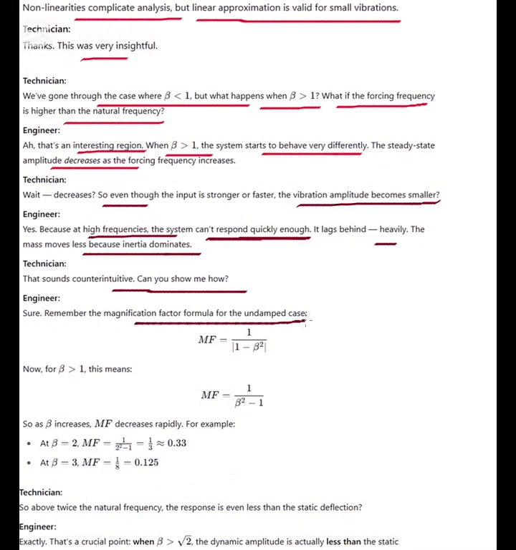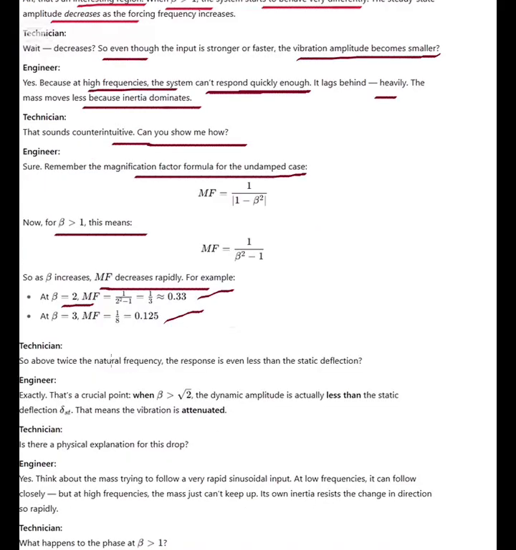Remember the magnification factor? Yes, if beta is greater than 1, it means 1 over beta squared minus 1. So as beta increases, magnification decreases rapidly, 33%, 12%, like that. If beta equals 3, it is 0.125, it decreases. So above twice the natural frequency, the response is less than the static deflection. That's a crucial point. When beta is greater than square root of 2, the dynamic amplitude is actually less than the static deflection. That means the vibration is attenuated.